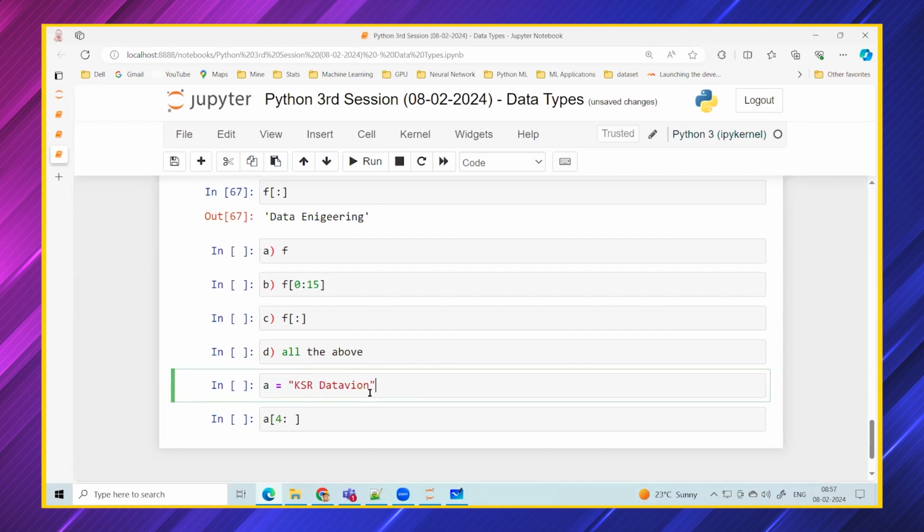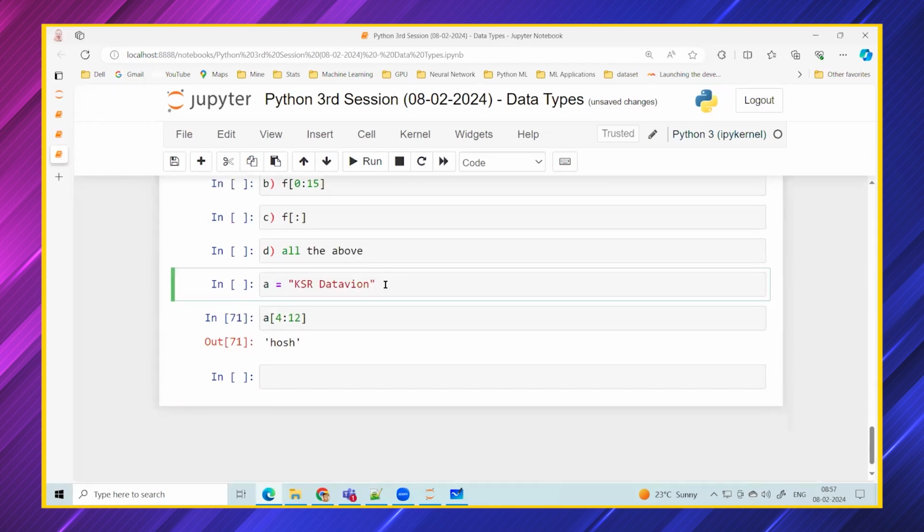And I need till N. So 4 means 5, 6, 7, 8, 9, 10, 11. So it should not be 11, it should be 11 plus 1, 12. Right? So if I do this, I'll get data vision. But you cannot keep on counting. For now, it's fine. It is just 12 characters. You need not worry too much. You can simply count: I start from this, I'll end from this.